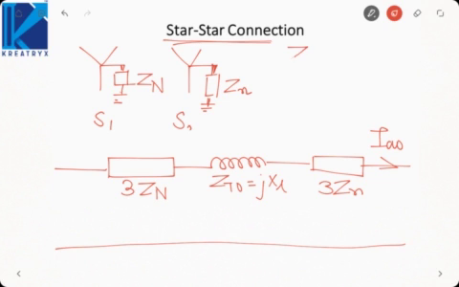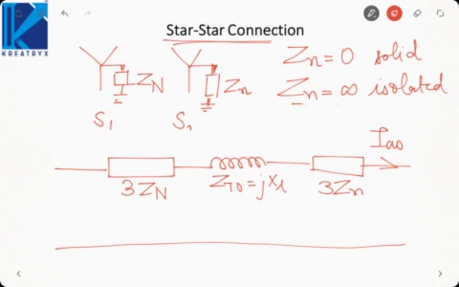Now you can take the two extreme cases: Zn equal to 0, which means solid grounding, and Zn equal to infinity, which is the case of isolated neutral. So all the cases can be derived from these two special cases of neutral grounding. Hence, we have taken a general case in which the neutral is grounded by means of an impedance. So you can equate Zn and Z small n to be 0 or infinity. That way you can realize all the cases that we have done so far. So this is about the star-star connection. And remember, for star-star connection, we will not operate any of the shunt switches.